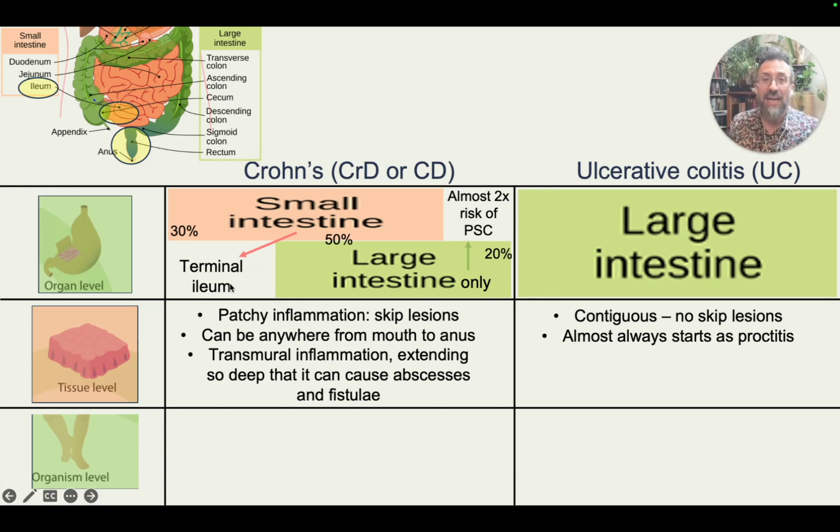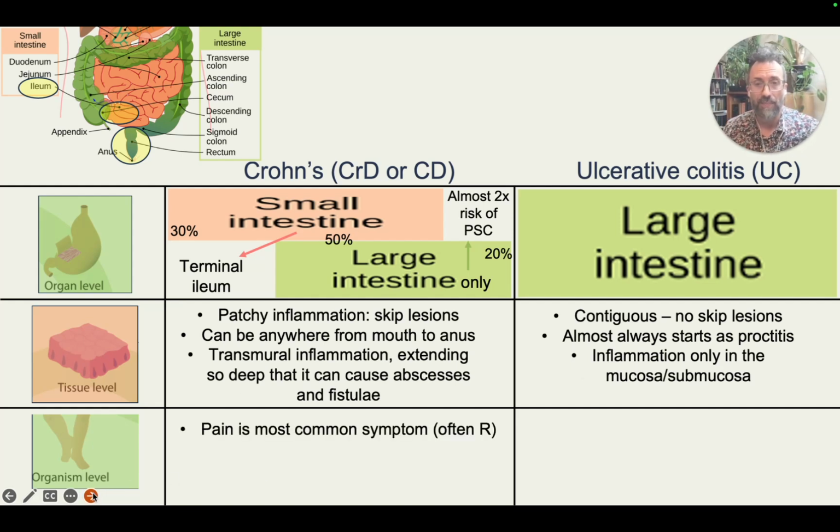So fistulae, pretty common in Crohn's, almost unheard of in ulcerative colitis. Basically never happens. Ulcerative colitis, not this deep transmural inflammation. The inflammation is only in the mucosa and the submucosa.